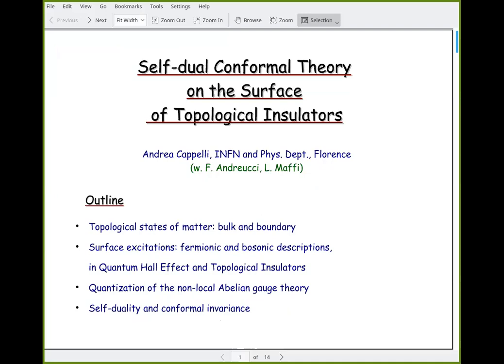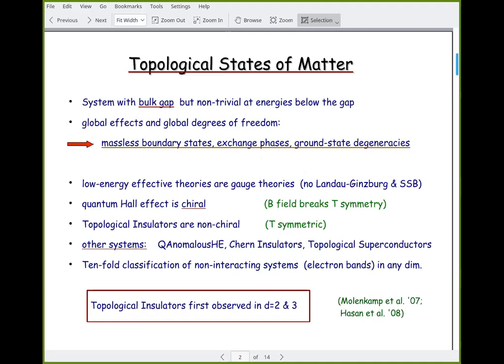So let me start with a review of topological states of matter, and in particular of the quantum Hall effect. I guess you see my slide, right?